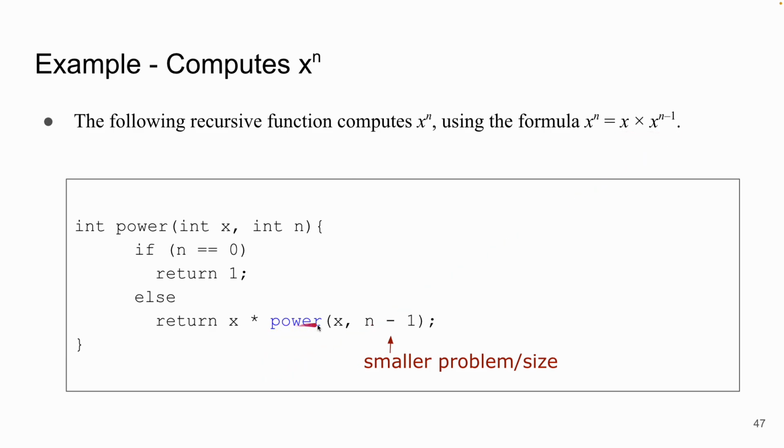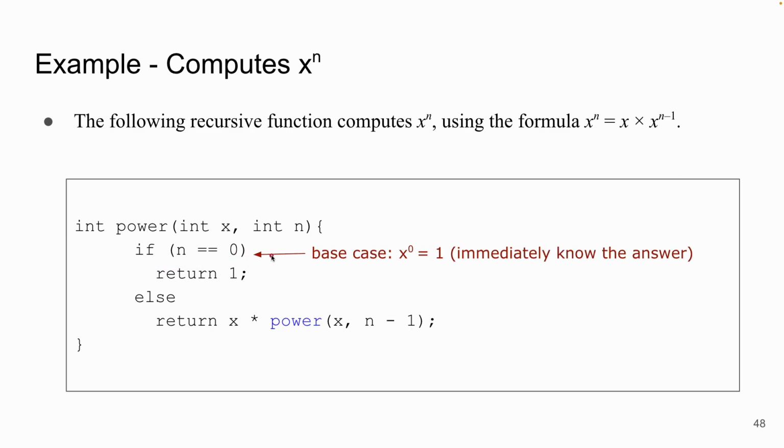And you can see here we call the power function inside the power function again. But this time, the n we input for this function call is n minus 1. Using n minus 1 lets us make sure that the size of the problem will decrease as the recursion continues, so that we can make sure we reach the base case eventually. Yeah, so this is the base case here.